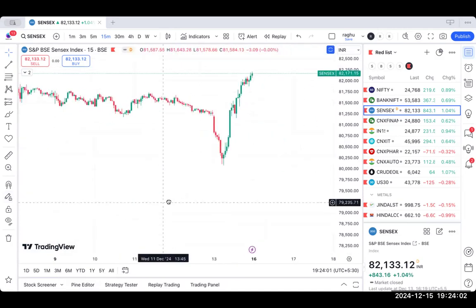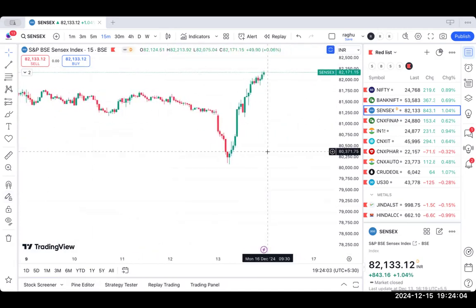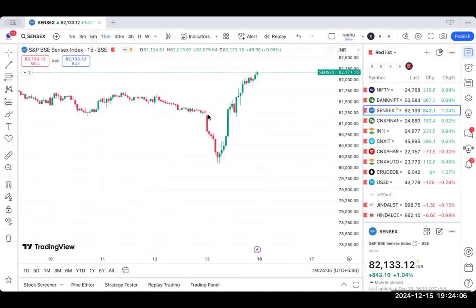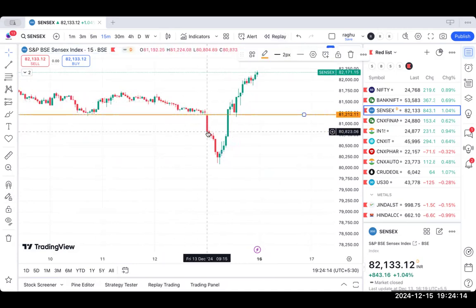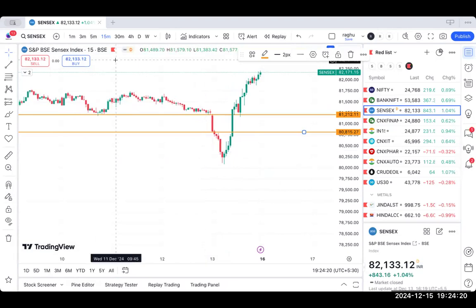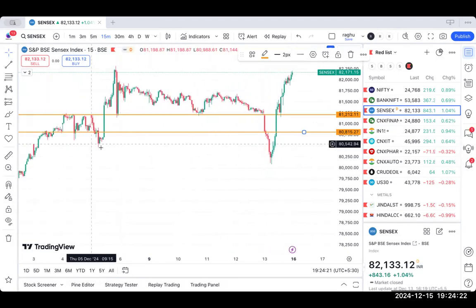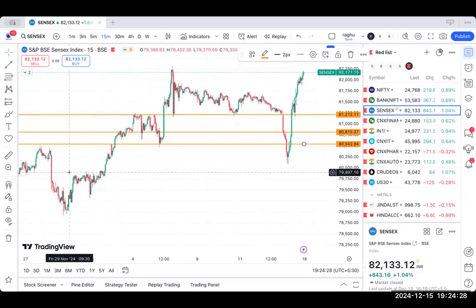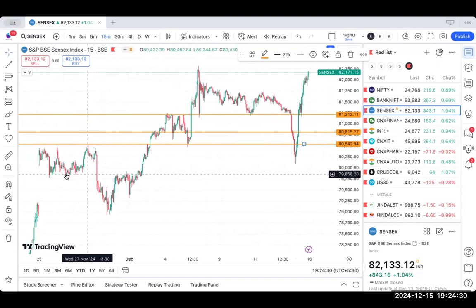Let me show you Sensex. Okay, cool. If you're using 5 minutes ORB, this is my 15-minute top, and this is my 15-minute bottom. Now see, superb. And you have old data here. This was your resistance. This was a consolidation resistance.